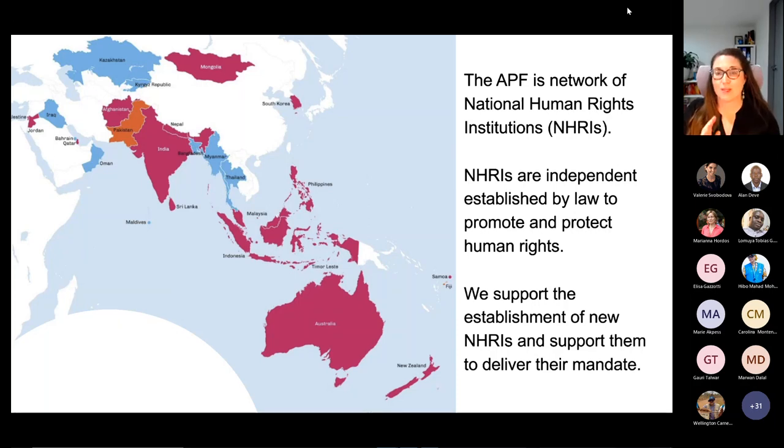Now, the APF, we support the establishment of NHRIs in the region. We currently have 25 members, but there are also NHRIs in existence that are not yet accredited in, for example, Turkmenistan and Uzbekistan as well, and we're working with those NHRIs. We also support NHRIs with their mandate to be as effective as they possibly can in the promotion and protection of human rights and the delivery of their work. And we also advocate for national human rights institutions at the regional, national, and international level.